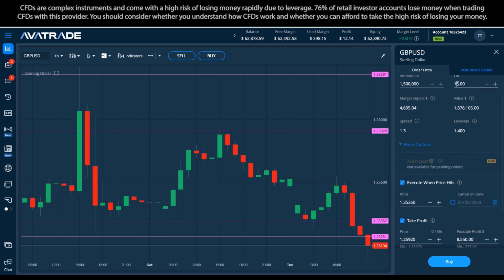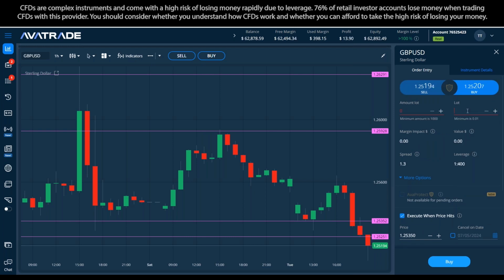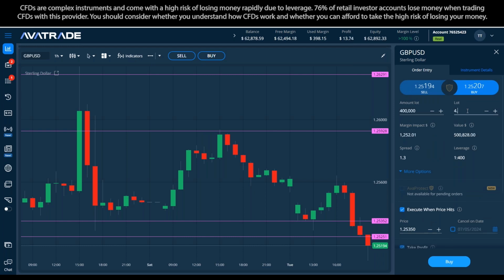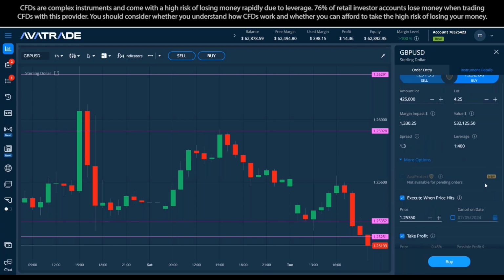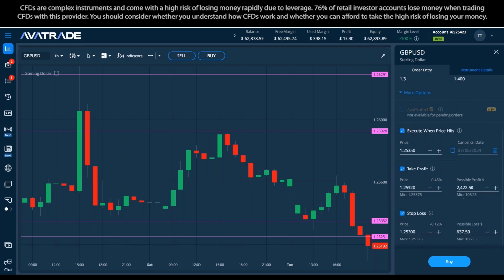So again, I come up. If I do 5 lots, I'm risking 750. You see the lot size is much bigger because it's a short-term trade. I don't have much distance to my stop loss. It's only 15 pips. So I'm going 4 1/4 lots maybe, gets me about 1% risk, okay? And my potential profit is well over 2,000, 2,422, okay?